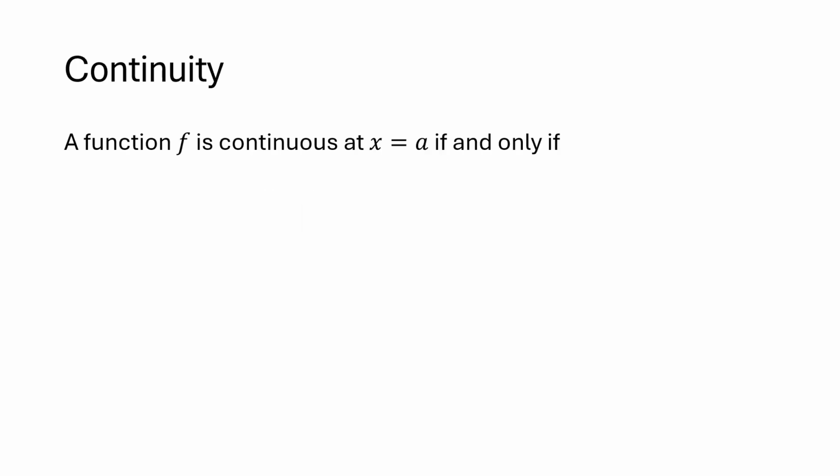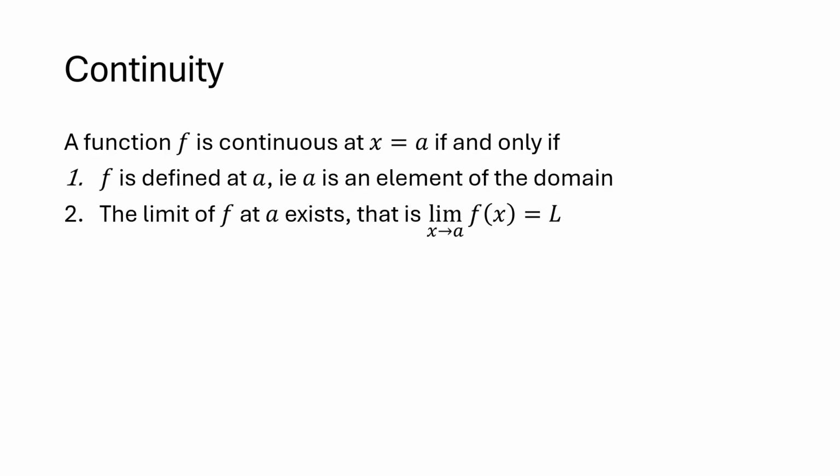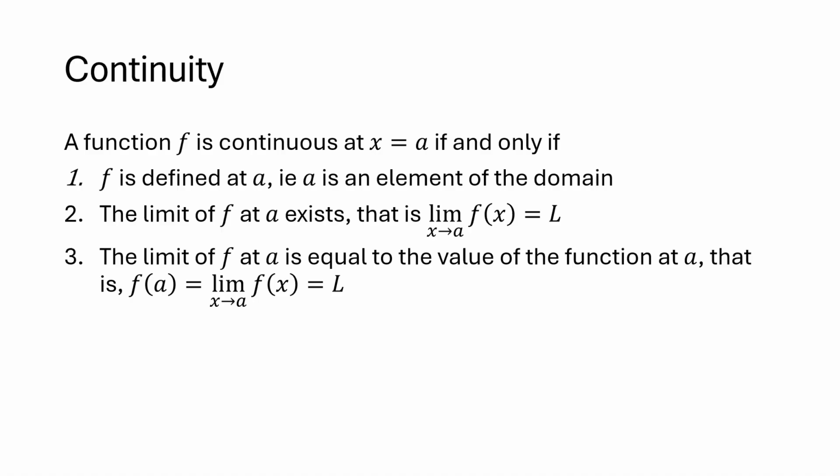The function is continuous at some point, x equals a, if and only if all of the following are true: that the function is defined at a and a is an element of the domain, that there's a limit at a, which means the limit from the left and from the right exists and they're both equal to each other. And both of these things are equal to the function value.